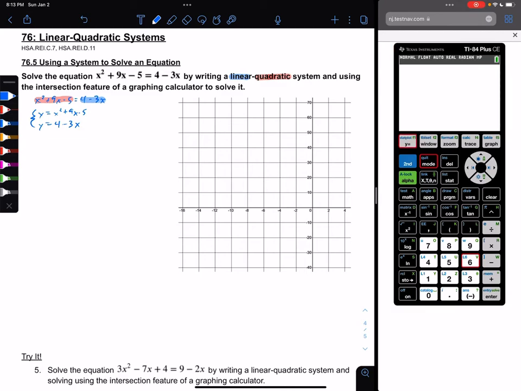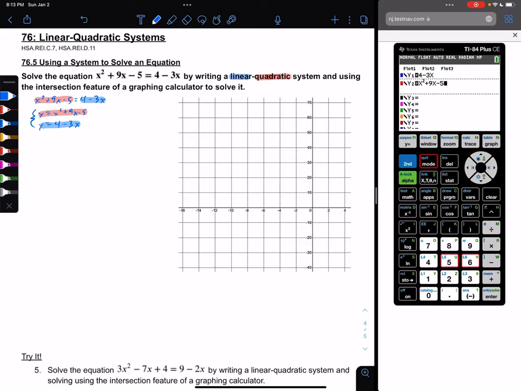Okay, so let's go to y equals. I'm going to color code these, so we'll try to stick with the colors that I've already pre-assigned for them. The first one we'll type in is 4 minus 3x. And the second one we'll type in is x squared plus 9x minus 5. Okay, so we have those typed in. Make sure it's typed in correctly. It's probably the most important thing that you can possibly do.